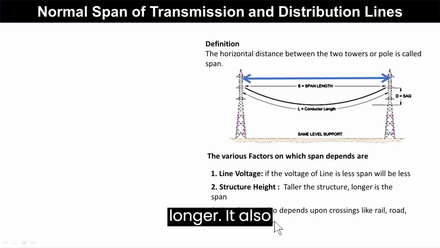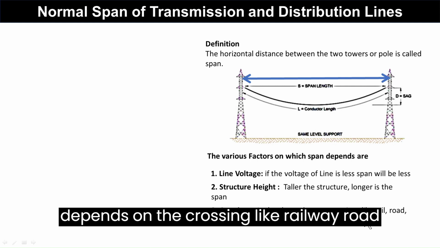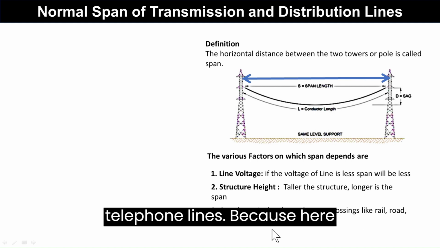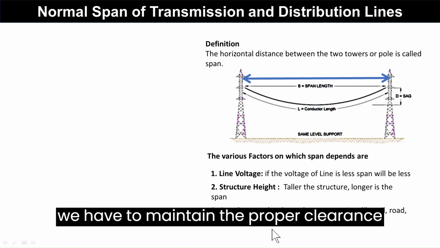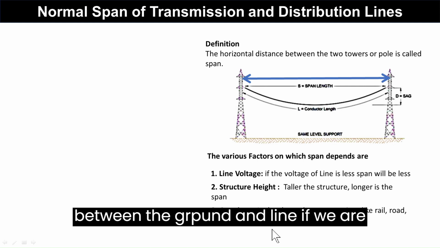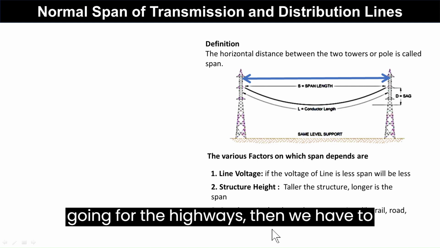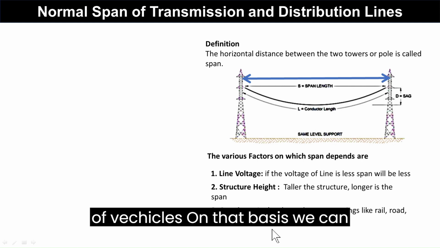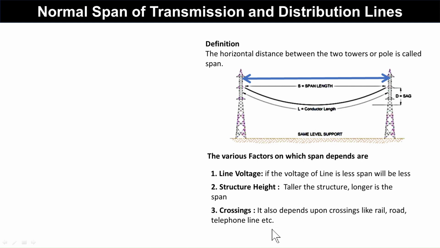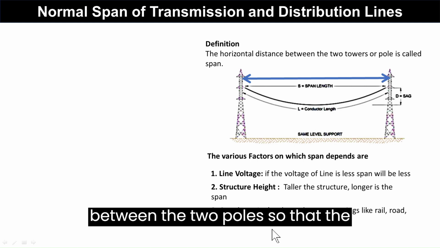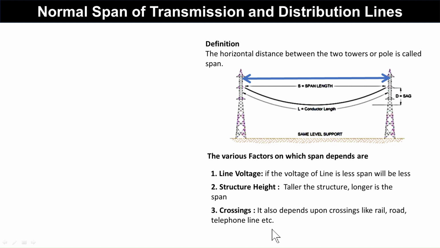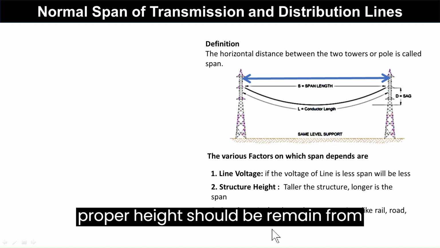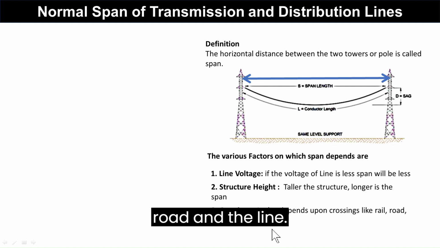And third is the crossing. It also depends on crossings like railway, road, telephone lines, because here we have to maintain the proper clearance. If we are going along highways, then we have to think about the crossing of vehicles. On that basis we can keep the span between the two poles, so that proper height remains between the road and the line.